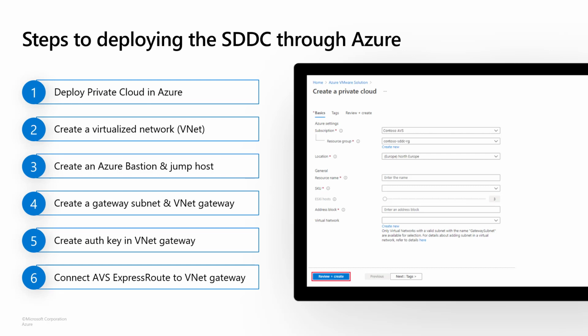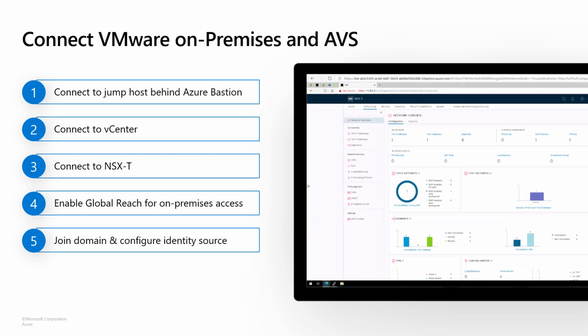Then you'll create an auth key in the VNet gateway, and you'll connect the AVS ExpressRoute to the VNet gateway. This is actually what connects your AVS environment into Azure outright. From there, you'll need to connect VMware on-prem to AVS in Azure. You'll connect to the jump host behind the Azure Bastion service. You'll connect to vCenter via a web browser. Then you'll connect to NSX-T.